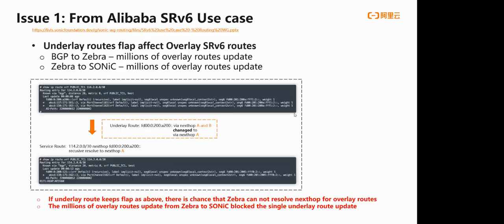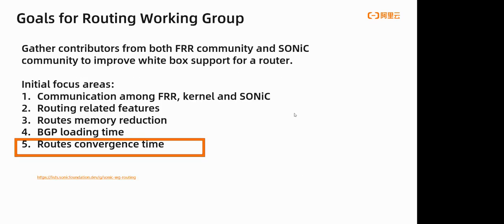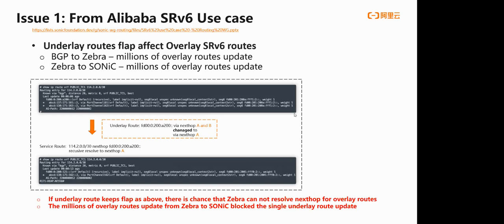This is the first issue we talked about a couple of weeks ago. The issue from Alibaba is the underlay routes flapping, which is affecting the overlay SRv6 routes. Once we have the underlay route flapping, the overlay routes keep moving around. I don't need to repeat the whole details, but this is a great example to show that if we have the BGP PIC, this definitely will help in solving the problem. So this is the one issue we have in mind. Then go next.